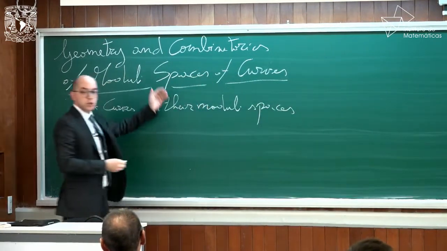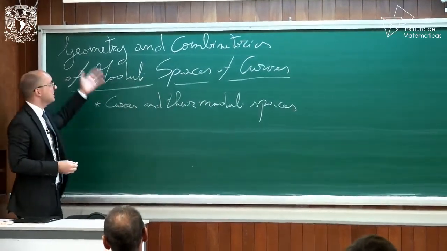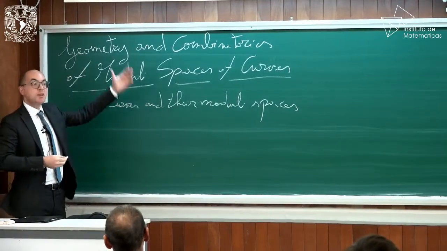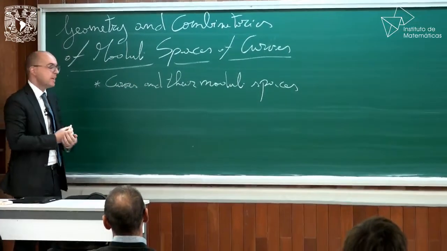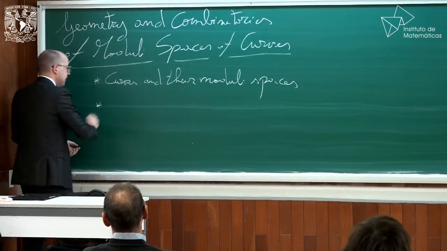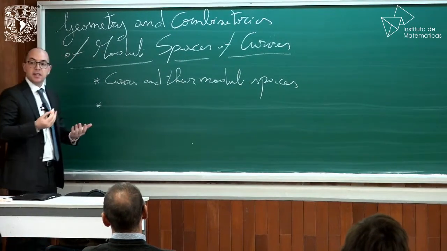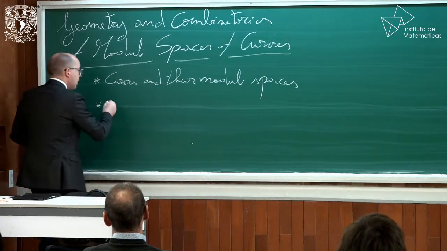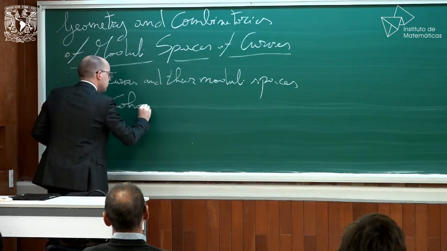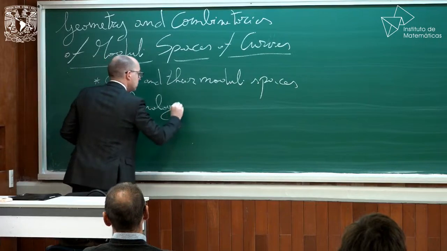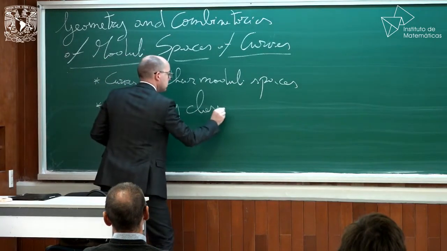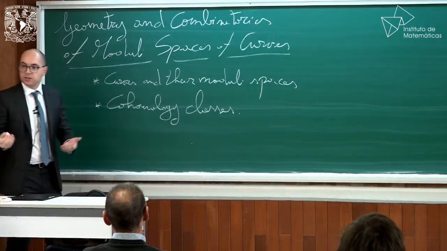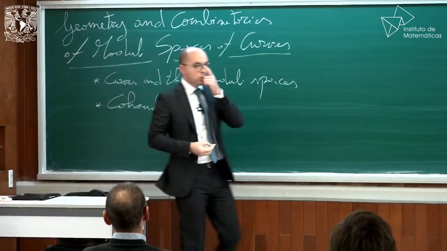In particular, I want to explain all the words in the title, that is the geometry of the moduli space and the combinatorics of the moduli space. And then later I will give a selection of my results on subvarieties of moduli spaces of curves, namely cohomology classes. So let me first start by what I mean by a curve.